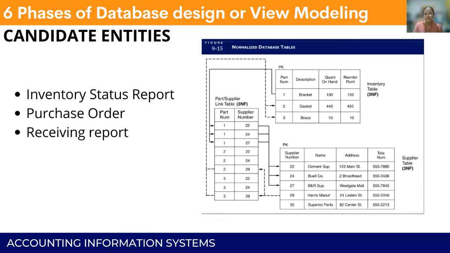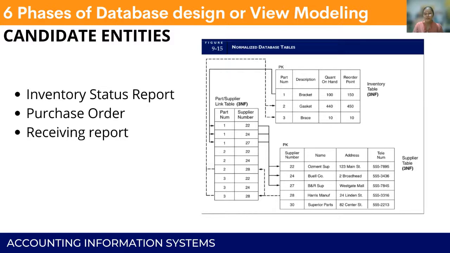Next is purchase order. Both conditions are met by the purchase order. The entity will have many occurrences because it processes many purchase orders. Some purchase order data can be derived from other model entities, the inventory and supplier entity, but the order date and quantity require a separate entity.